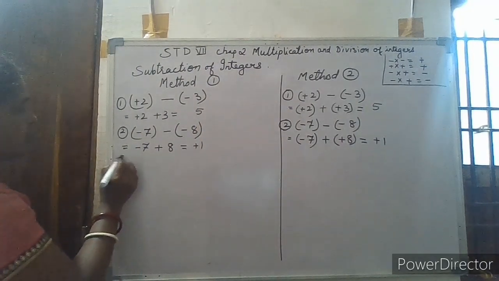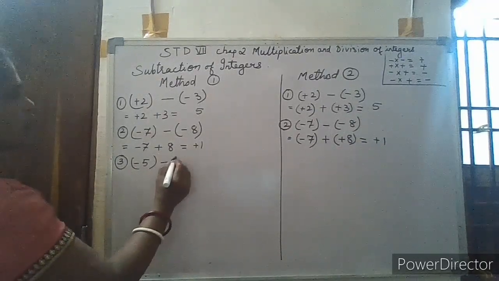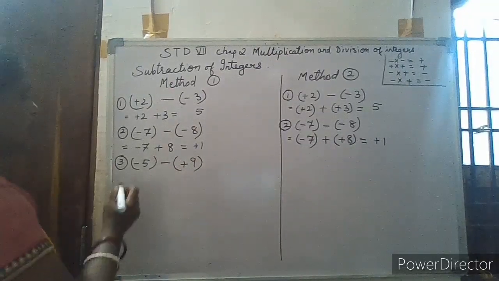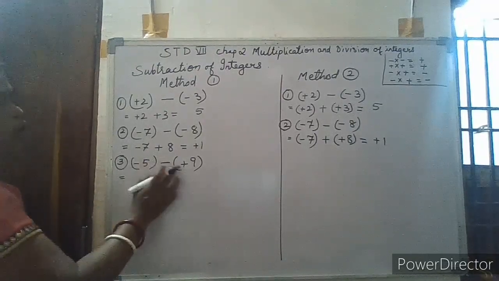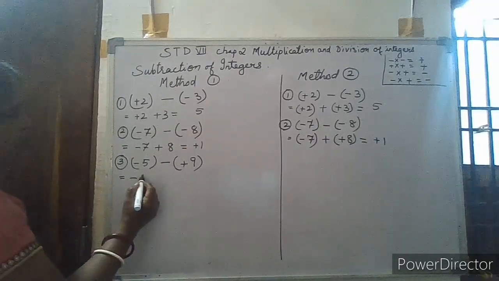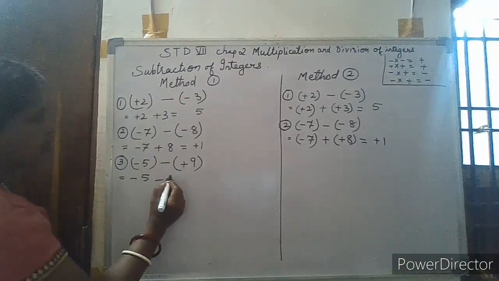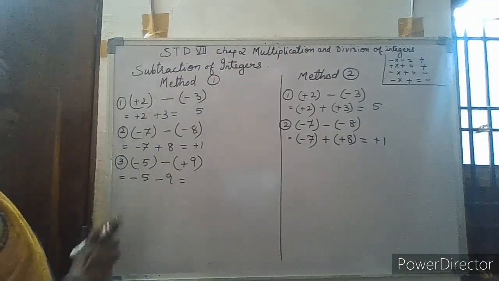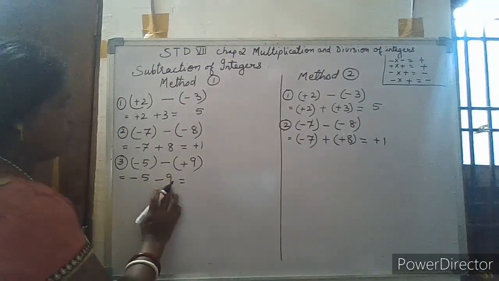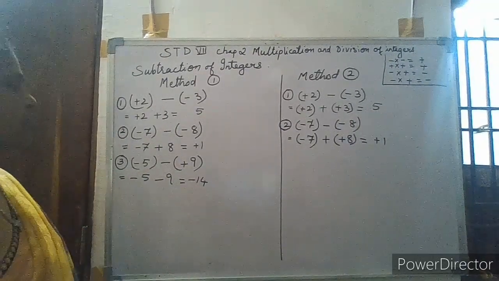Now third example. Suppose now open the bracket. Here nothing is there, it is plus sign. Plus into minus, minus 5. Minus into plus, it is minus 9. Now we will apply rules of addition. Both the numbers have same sign. Add and put the same sign. So 9 plus 5 is 14.